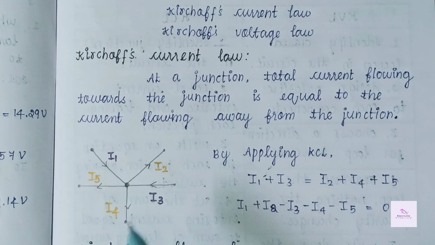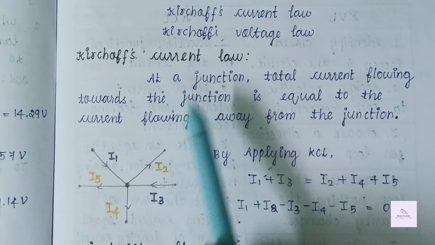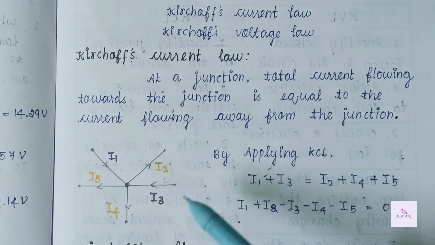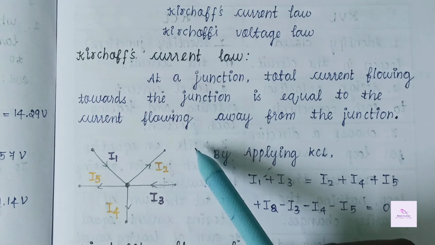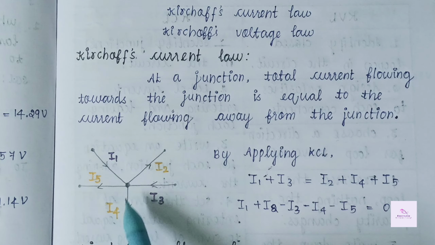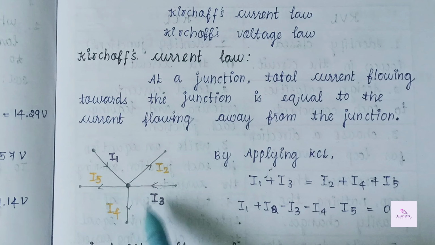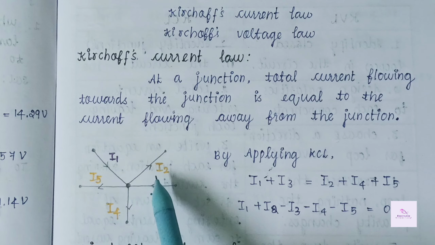So simply, Kirchhoff's law states that the current entering the node is equal to the total current leaving this node. By analyzing this diagram, we are considering I1 and I3 as incoming currents, where I2, I5, I4 are outgoing currents.